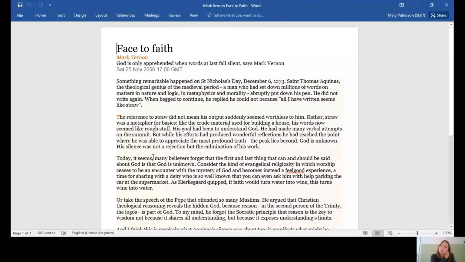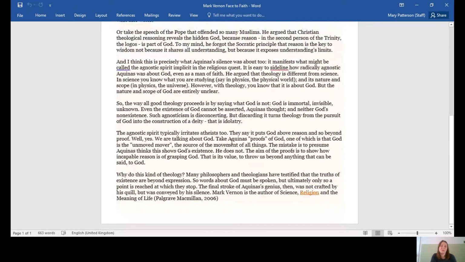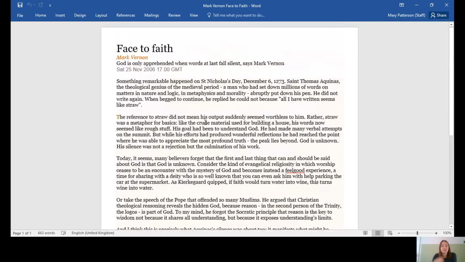Okay, so this is the article called Face to Faith by Mark Vernon, and you should have read that in your lesson the other day. So please make sure you've done that. I can see that some of you have printed out and highlighted it, which is even better because you can keep it then in your folders. But that's a really good introduction to religious language, and actually where we have a problem with talking using religious language. So that's one thing I wanted to show you. Hopefully you've done that reading.